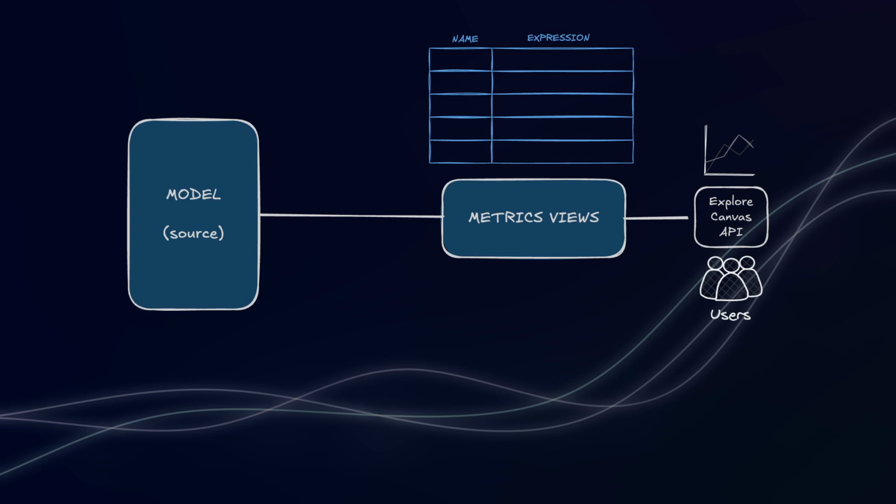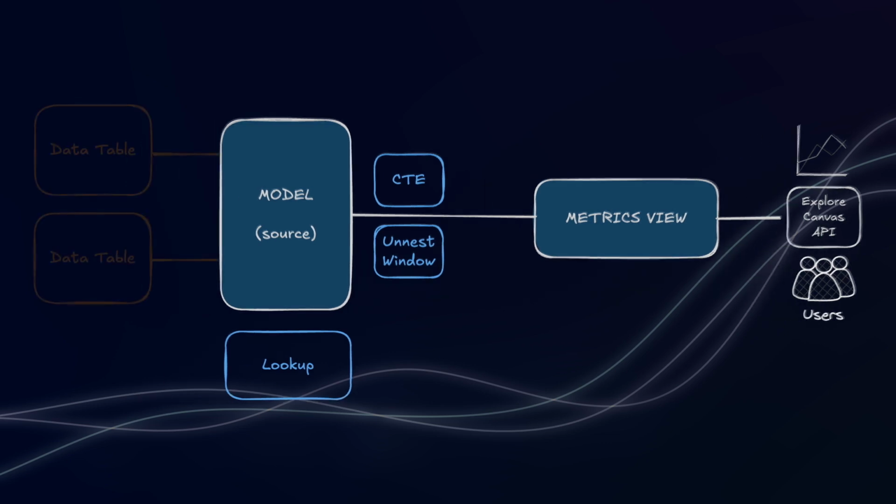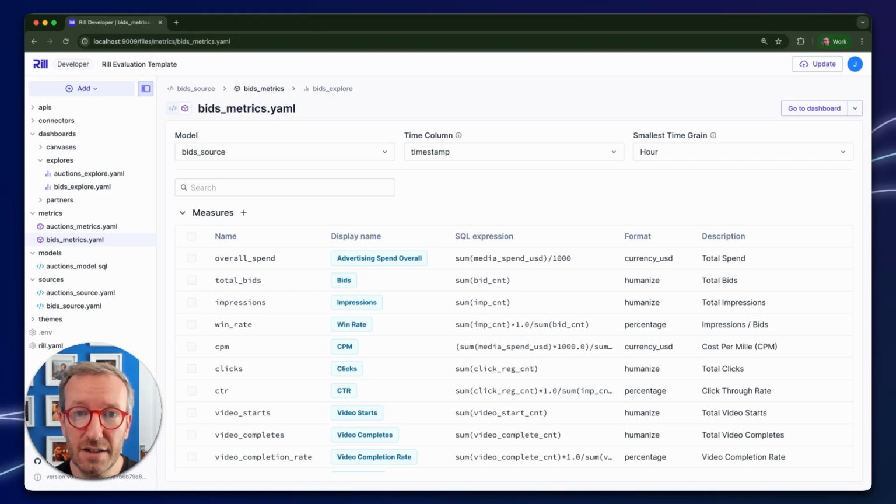You can also configure your metrics so that Rill performs lookups or adds subqueries as CTEs at query time. And remember, advanced expressions might contain unnests or window functions. The data doesn't have to be a single table. It might be a SQL model that joins multiple source tables. Lastly, the metrics view also has security responsibilities, applying row and column level filters or restricting access to the entire view.